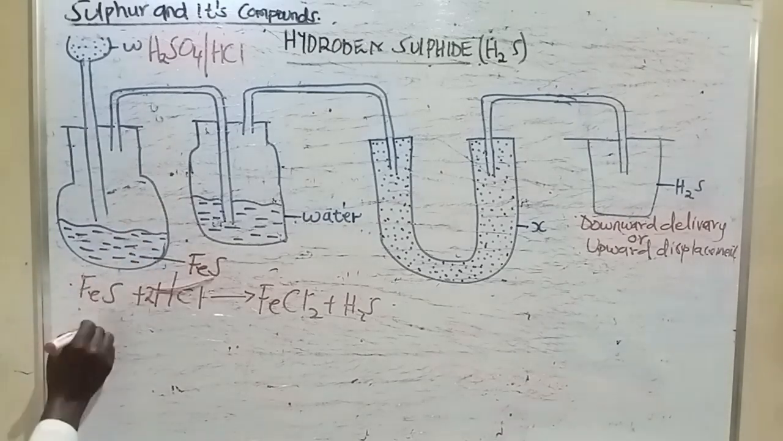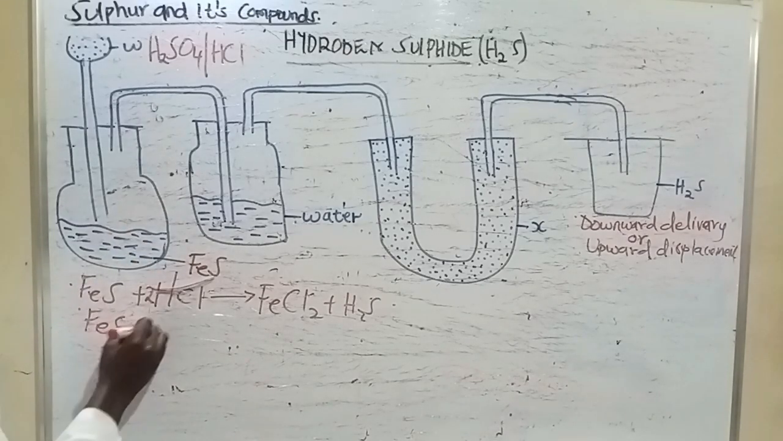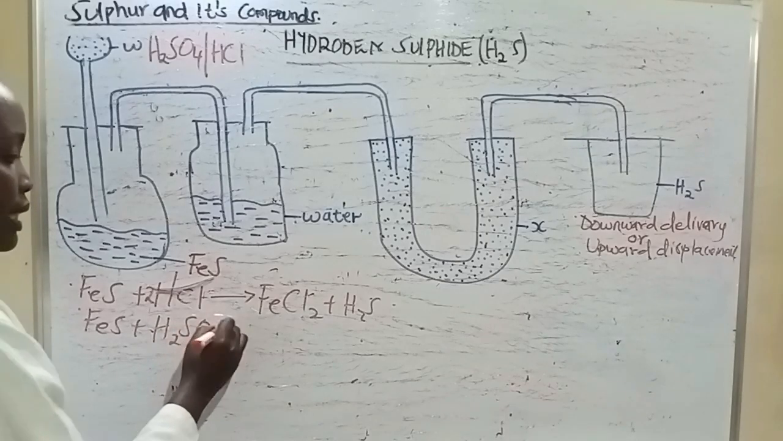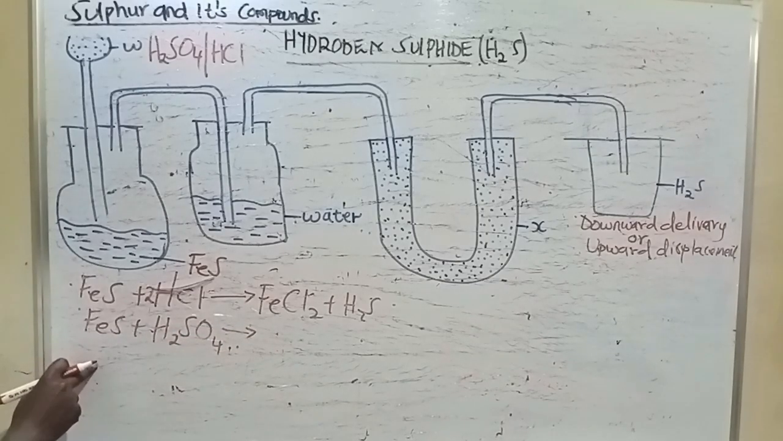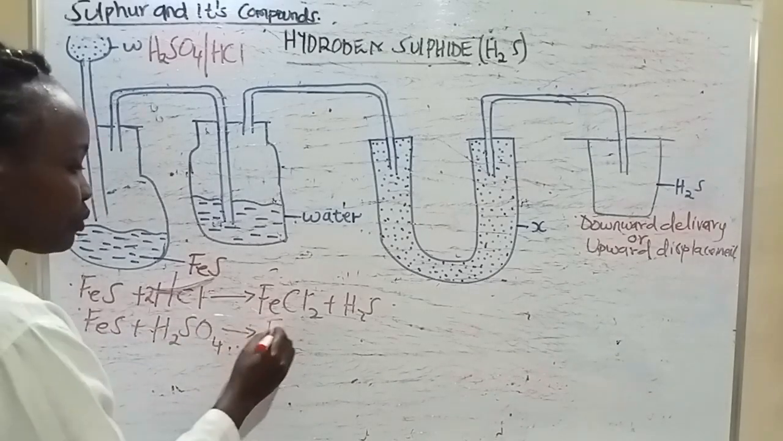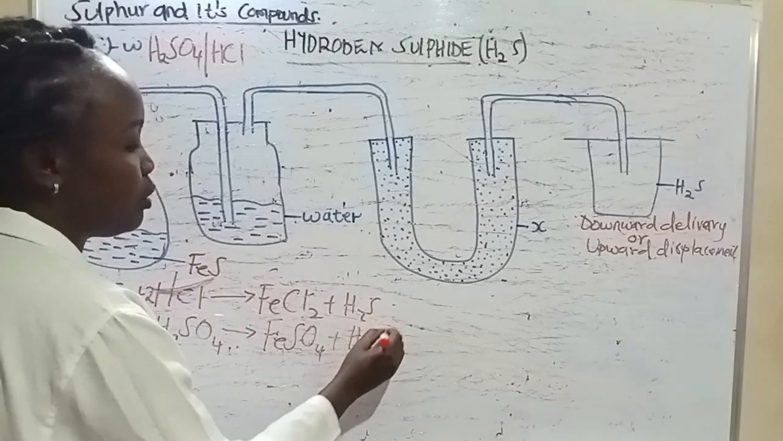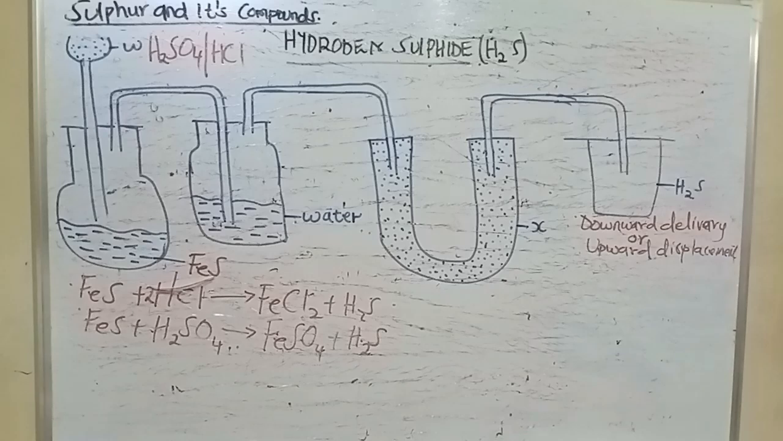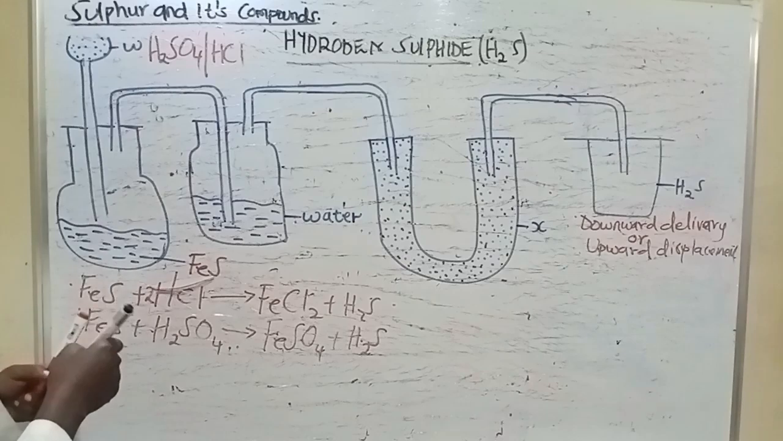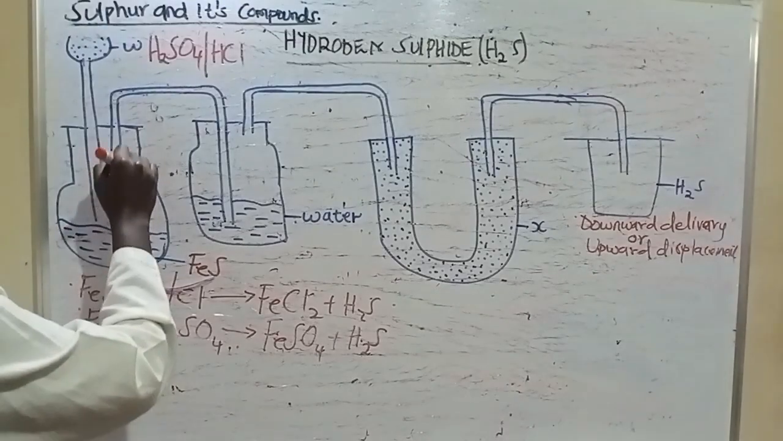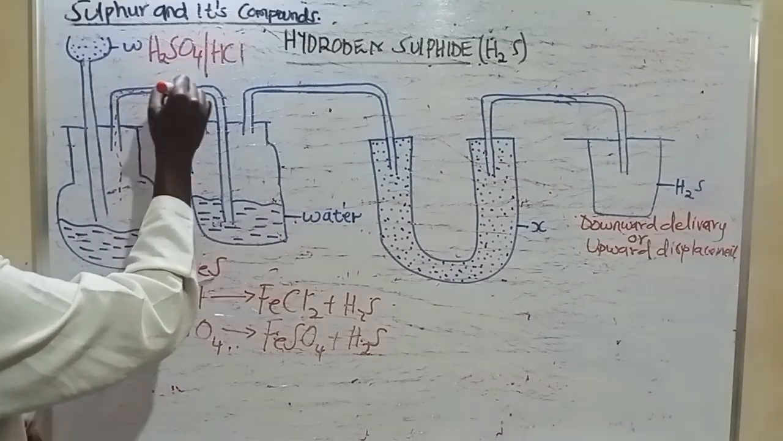The second equation will be iron sulfide plus concentrated sulfuric acid to give you a sulfate salt plus your hydrogen sulfide gas. So we have formed our hydrogen sulfide gas. We are going to assume this is how our hydrogen sulfide gas is going.